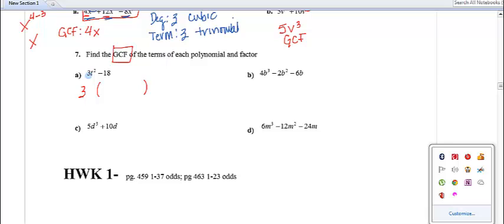So let's divide 3 out of both of these terms. 3 divided by 3 is 1, leaving just a t squared because we couldn't subtract out any t's. So that t squared is going to stay there. And now there's a subtraction sign. We're not changing any signs. We didn't take a negative GCF out. And then 18 divided by 3 is 6. So that would be our GCF multiplied by the results of taking the GCF out.